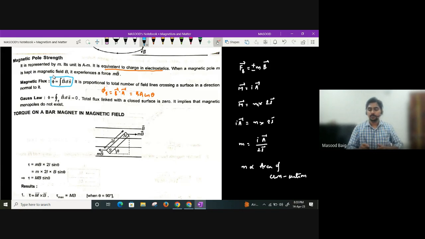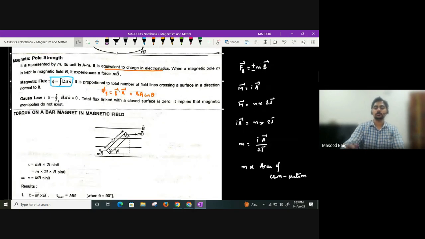If we have a uniform magnetic field, flux will be given as the dot product of magnetic field and area vector, which is BA cos theta. And if you have a non-uniform varying field, then flux will be given as integral B bar dot dA bar or B bar dot ds bar. Clear? Yes or no?